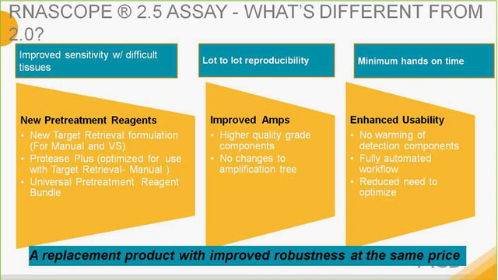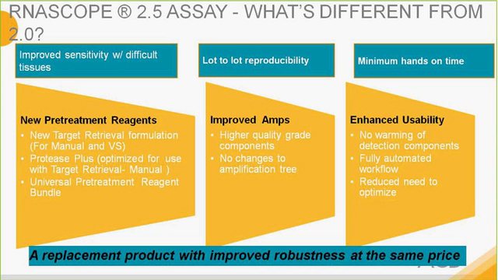For RNAscope 2.5, we're also focused on lot-to-lot reproducibility of our detection kits. For the amplification components, we are now using high-quality grade ingredients with a more stringent quality control, as the assay and technology will be used in clinical programs. It's important to highlight that there are no changes to the amplification tree and structure.